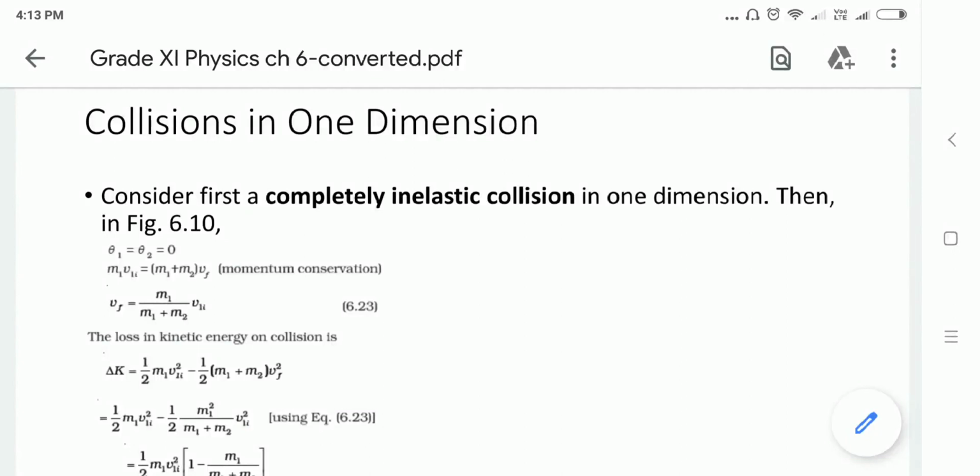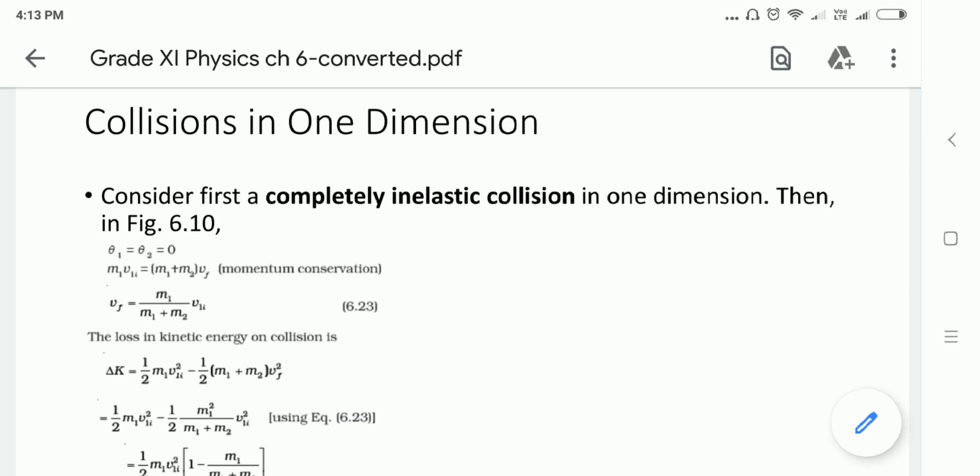So here let us first consider a completely inelastic collision in one dimension, having angles theta 1 and theta 2, as we have discussed in the earlier session, that would be 0. So here m1 v1i equals (m1 plus m2) vf, that is the momentum conservation equation. From that, vf equals m1 upon (m1 plus m2) times v1i.